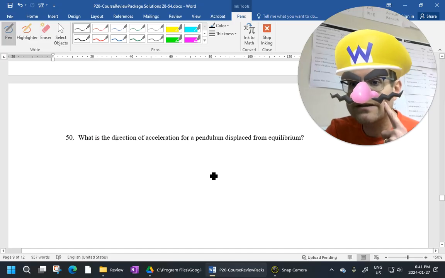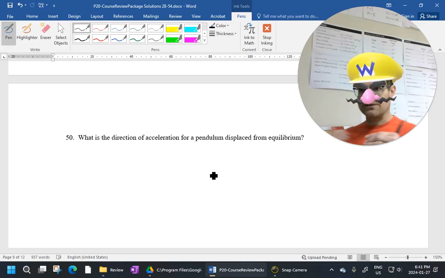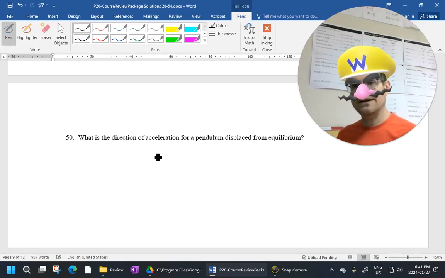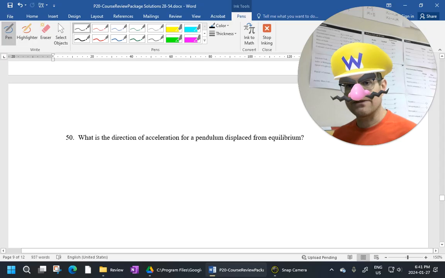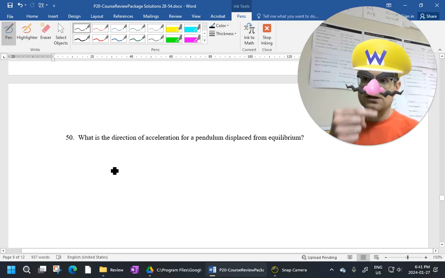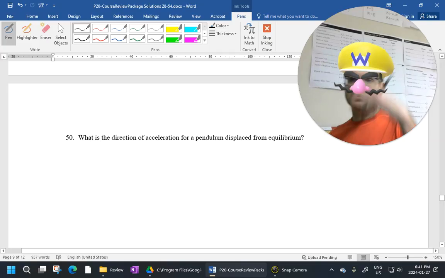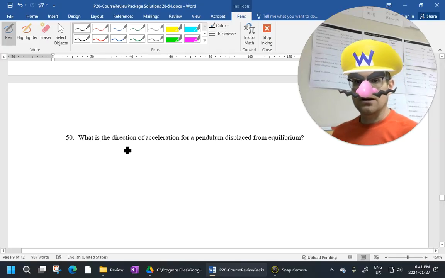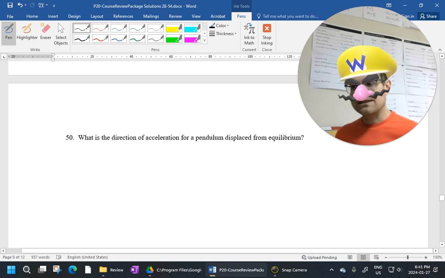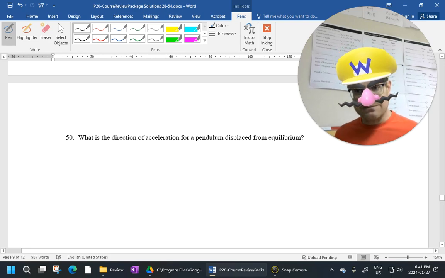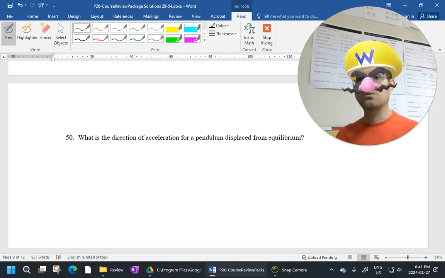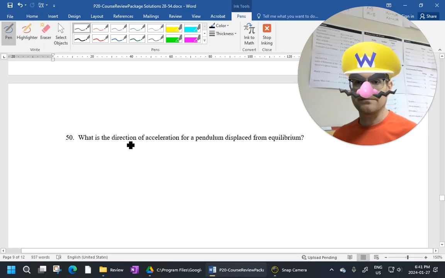What is the direction of acceleration for the pendulum displaced from equilibrium? Well, the direction of acceleration will always be towards equilibrium, right? Just the way it is, because if I pull it to the left, the force will be going to the right. If I pull it to the right, the force will be going to the left. If I pull it down, the force is up. So the direction of acceleration is always opposite the direction of displacement, or always back towards equilibrium.